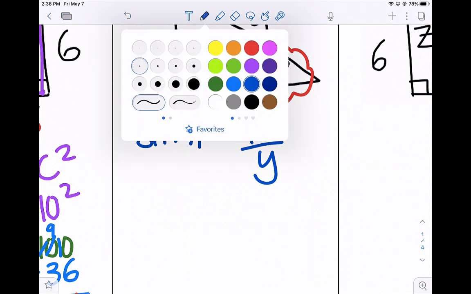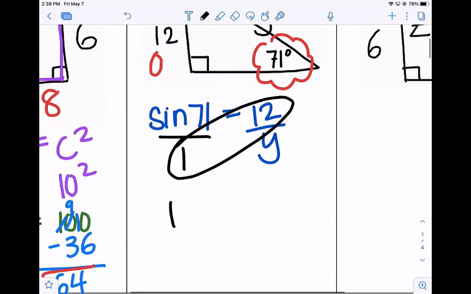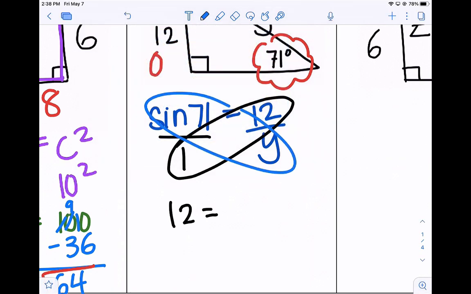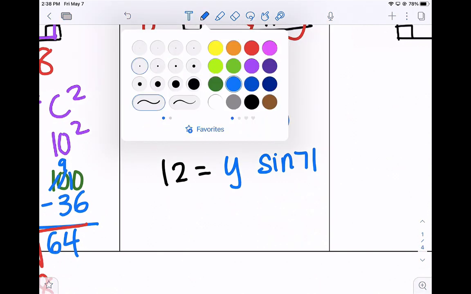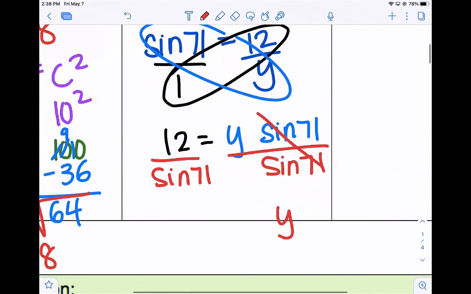Then if you're solving for a side, you're going to cross multiply. So I'll put the sine of 71 over 1. We'll cross multiply and get 12 equals y times the sine of 71. To get rid of the sine of 71, since it's being multiplied, we divide each side by the sine of 71. Then we can type that into our calculator.